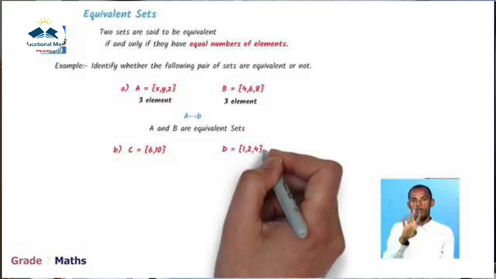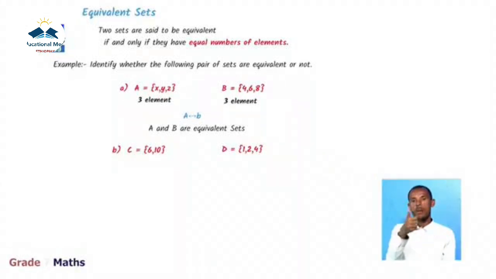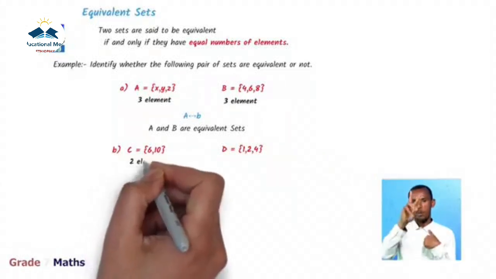Very good. Have you tried the question? Now let's see the answer together. When we see set C, it has 2 elements, 6 and 10. Here we have 2 elements.